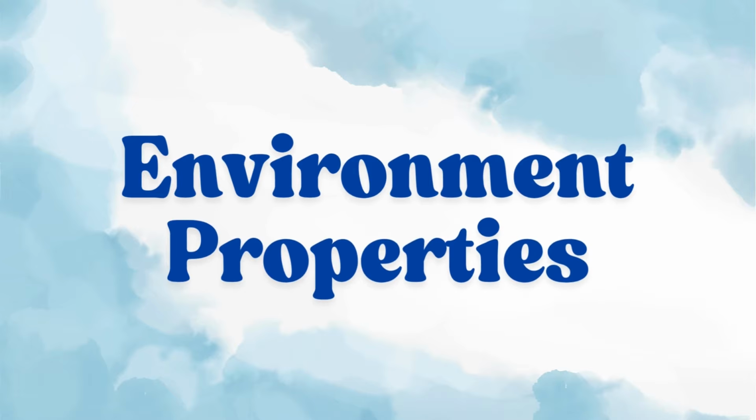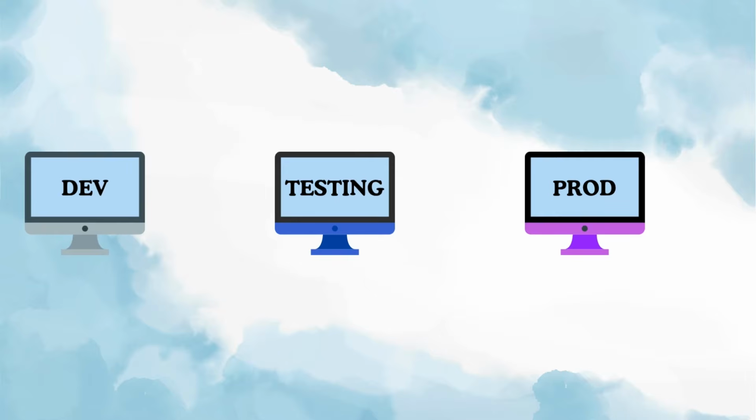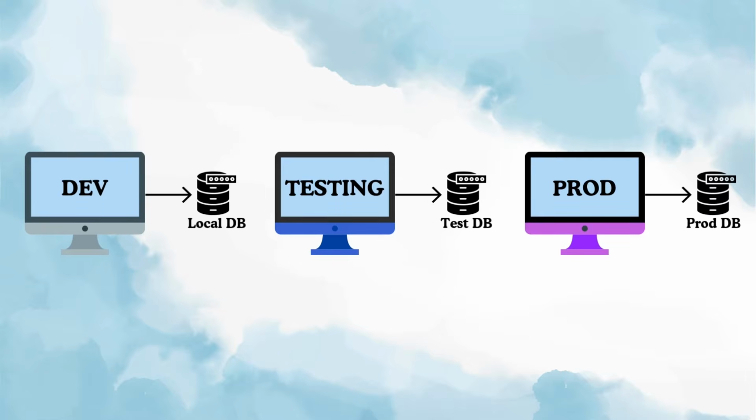In real world projects, we work with multiple environments like dev, testing, production, and each of them often uses a different database. So you can't hardcode one DB URL and expect it to work everywhere. That's why environment specific configuration is required.